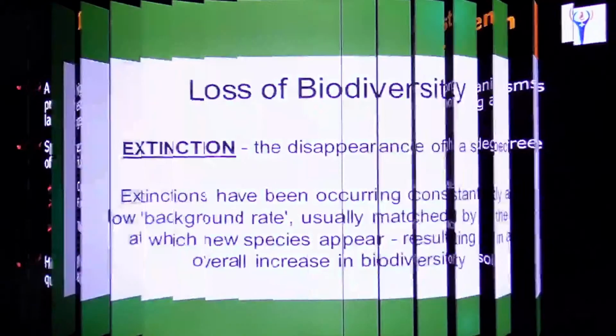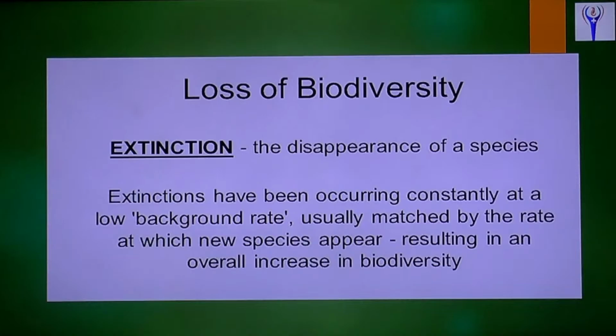And the next is loss of biodiversity. What happens when there is no biodiversity or the biodiversity has been decreasing? This leads to the disappearance of many species. Extinctions have been occurring constantly at a low background rate, usually matched by the rate at which new species appear, resulting in an overall increase in biodiversity.